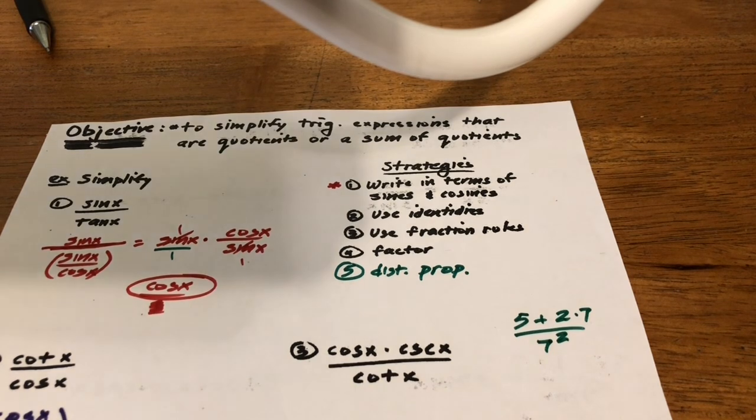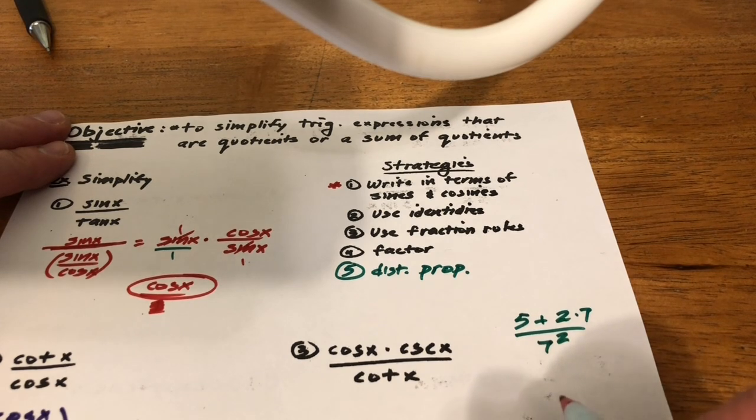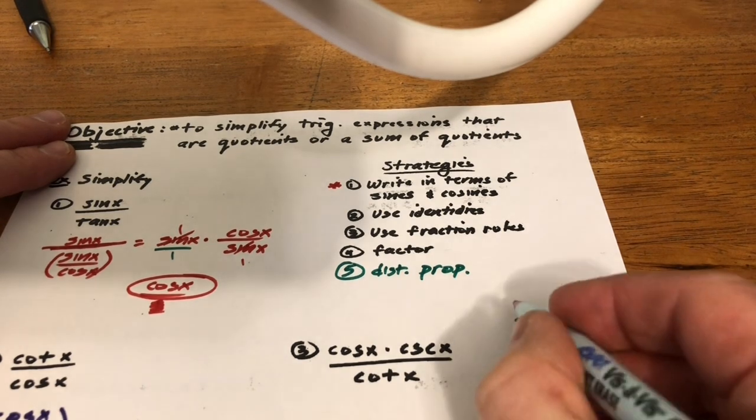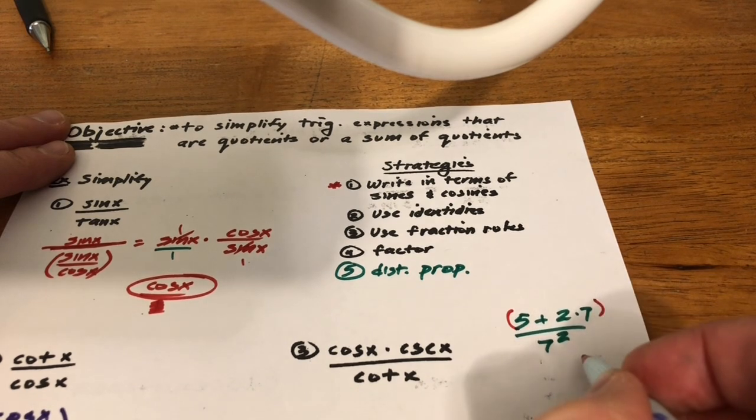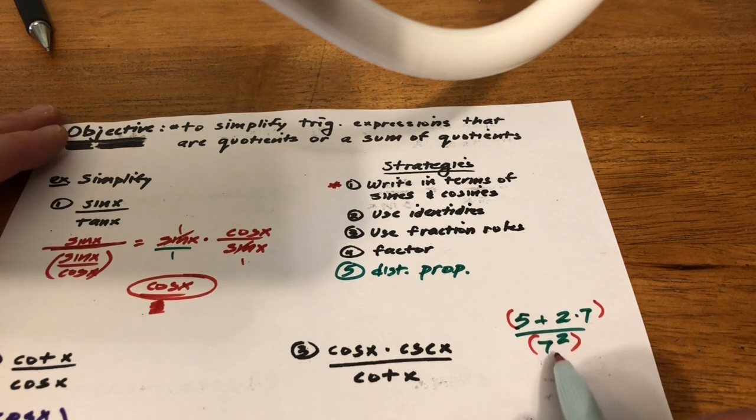What you can do with any fraction like that is think of the fraction bar as a grouping symbol. It's kind of like parentheses. What does that mean? That means you can put parentheses around the top, parentheses around the bottom, and that tells us do what's inside first. Do what's inside first on the bottom, and divide at the very end of the problem.